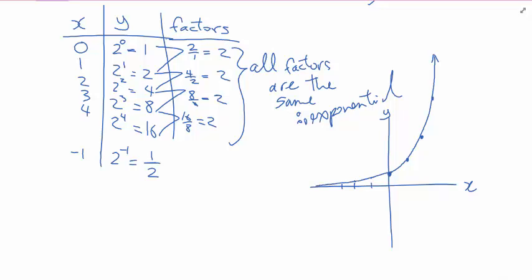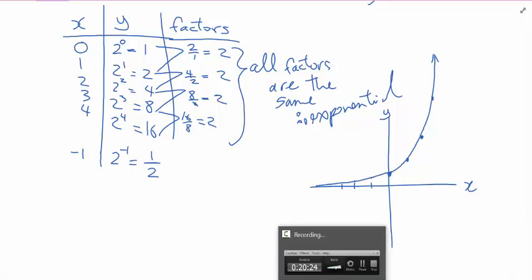Now, technically that exponential graph is never going to what? Touch the x-axis, right? Technically, it will never touch the x-axis, because it will never equal 0. Do you understand that?